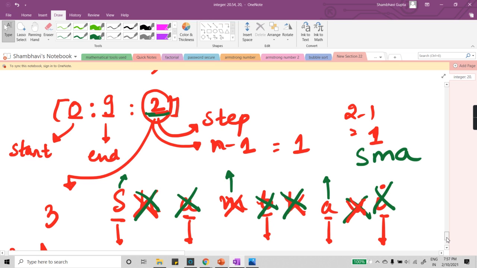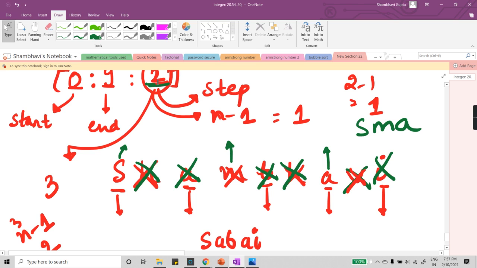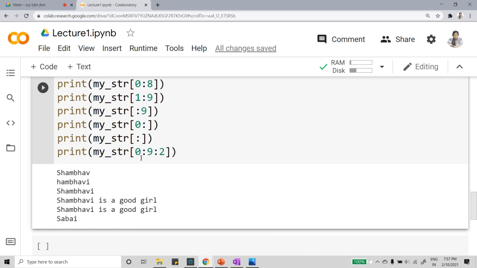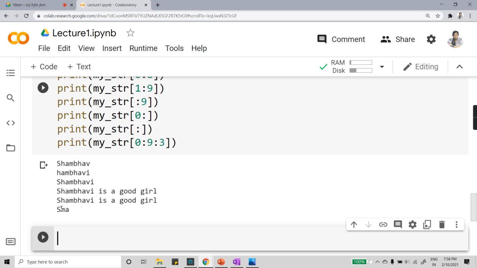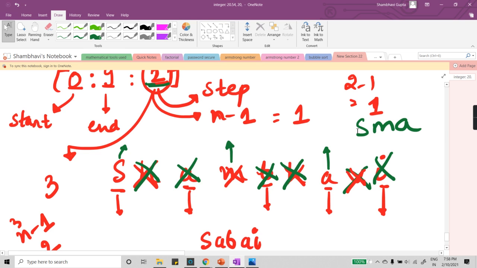Go to OneNote and let's verify what I told you. I told you SABAI, right? So whenever you mention this third value, it means you need to give this many steps. Now let's say I mention 3 in place of this 2. So I just write 3 here. Now I got SMA. Let's go to OneNote and see what I told you, that is SMA.